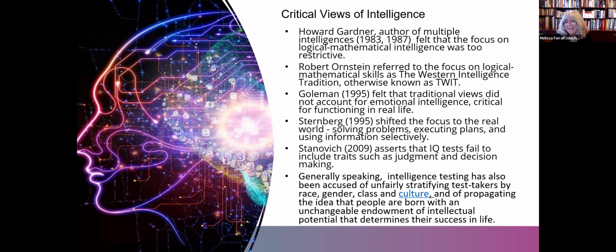Robert Ornstein, I love it. He came up with something he called the Western intelligence tradition, otherwise known as TWIT. And that pretty much tells you what he thought of the focus on logic and mathematical skills. Goleman felt like we weren't focusing on the right thing, and that emotional intelligence was hugely important in order to get us through our lives.